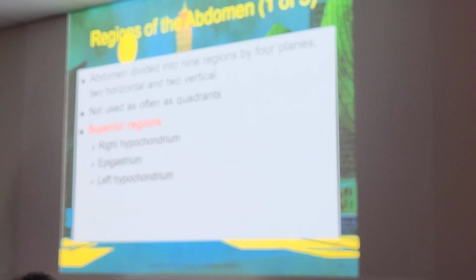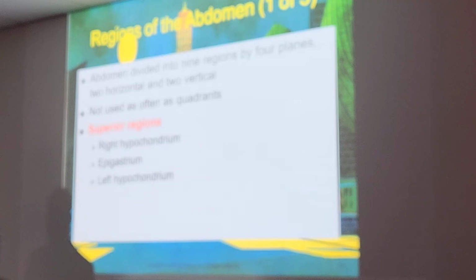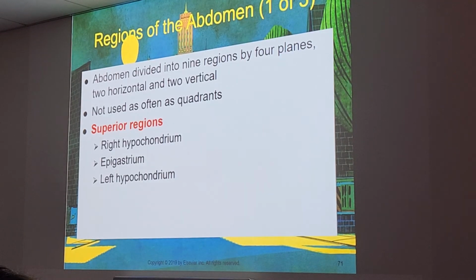Now, those superior regions are going to be what we call the right hypochondrium, the epigastrium, and the left hypochondrium. Don't break your brain too much on those. Focus on the red. I highlight stuff on purpose, by the way. Just saying.